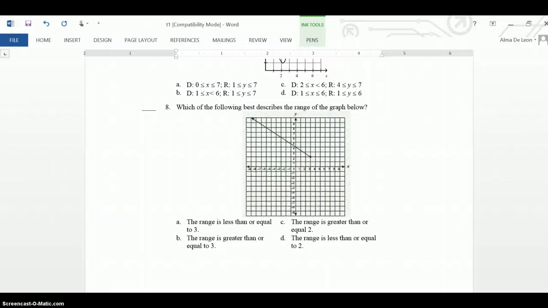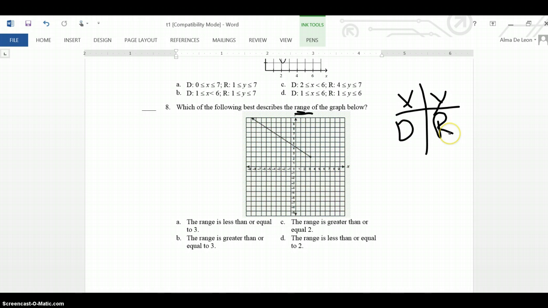Okay guys, so this is part 2 of test 2. I stopped with number 8. Number 8. Which of the following best describes the range of the graph below? Now remember, X and Y went to the doctor.